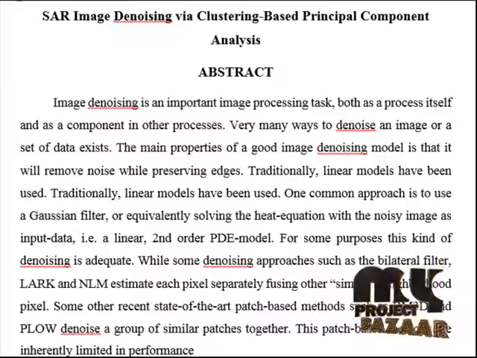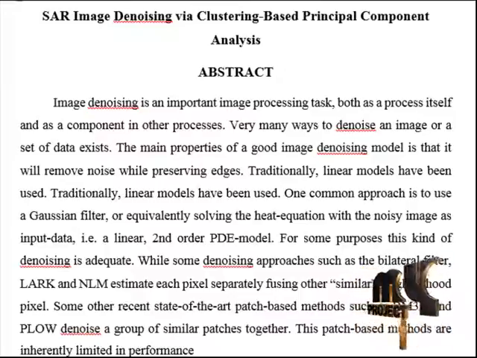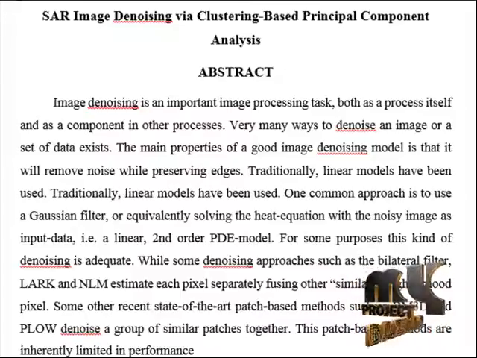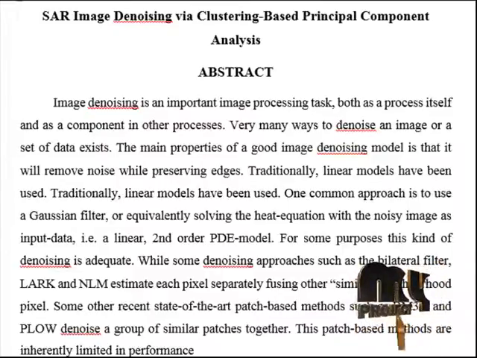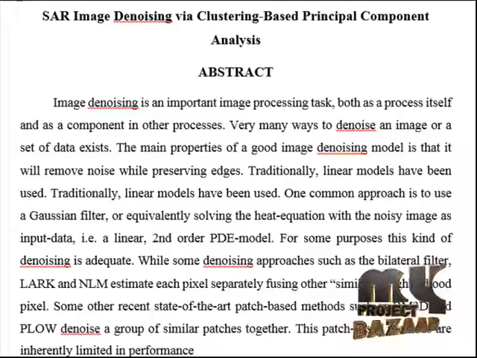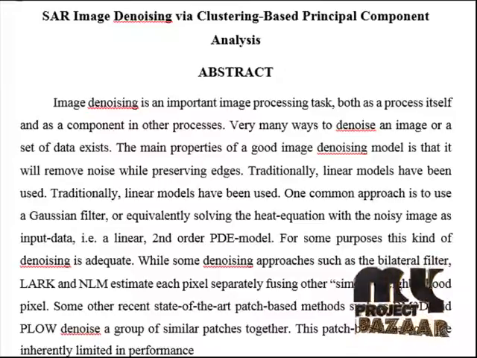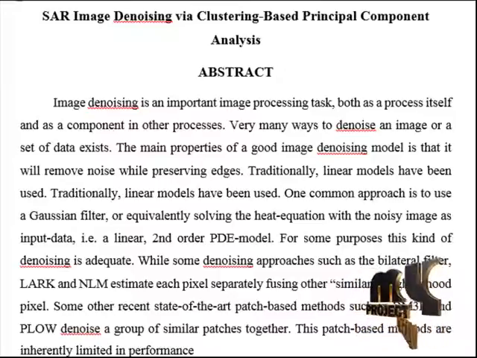Traditionally, linear models have been used. One common approach is to use a Gaussian filter, or equally solving a heat equation with the noisy image as input data. That is a linear second-order PDE model. For some purposes, this kind of denoising is adequate, while some denoising approaches such as the bilateral filter, LARK and NLM estimate each pixel separately using other similar neighborhood pixels.